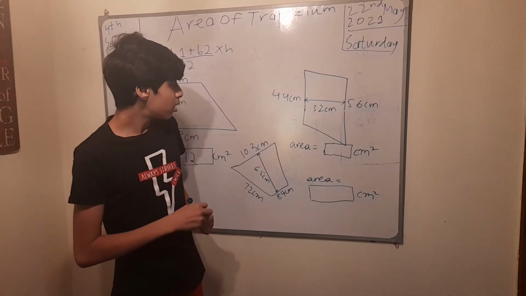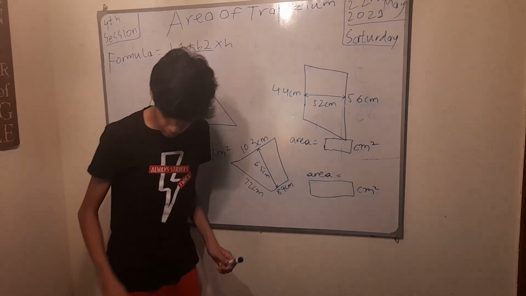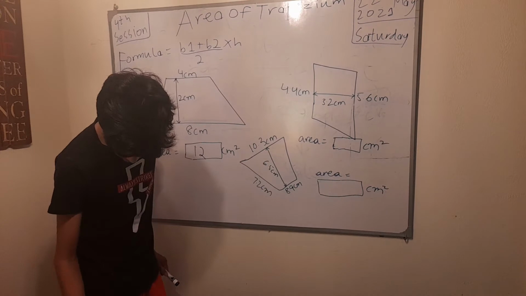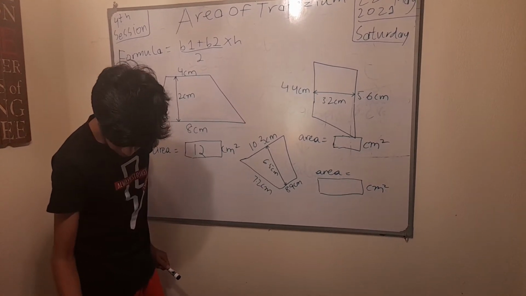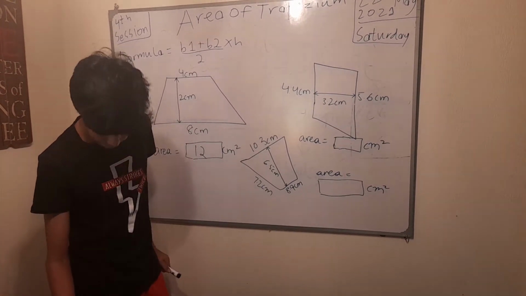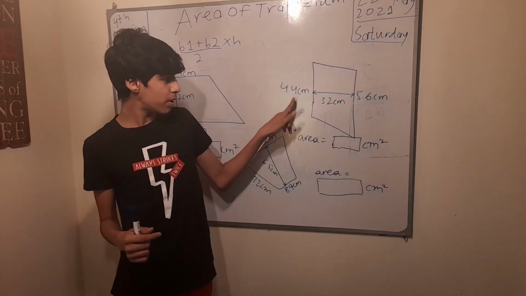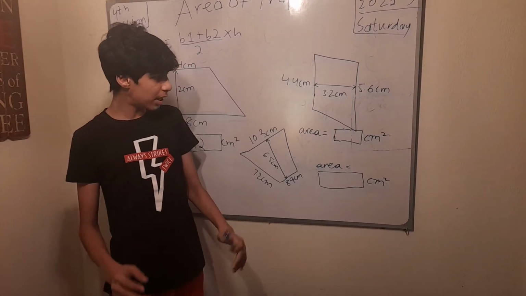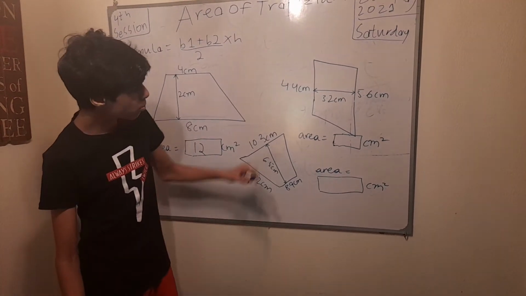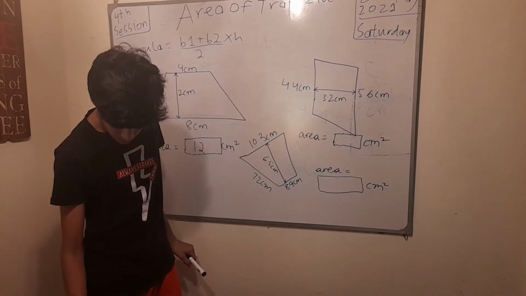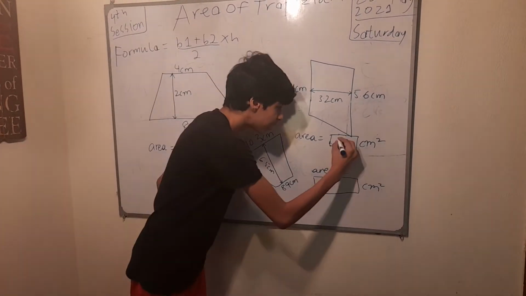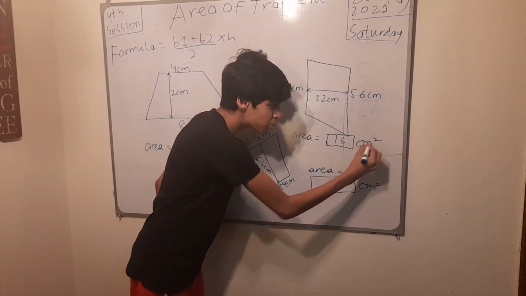Now 4.4 plus 5.6. Let me do it on the calculator so that it is quick. Alright, it gives us 10 when we add these two. Then when we divide, it is 5, and then we have to multiply 5 with 3.2. It gives us 16. So our second answer is 16 centimeters square.